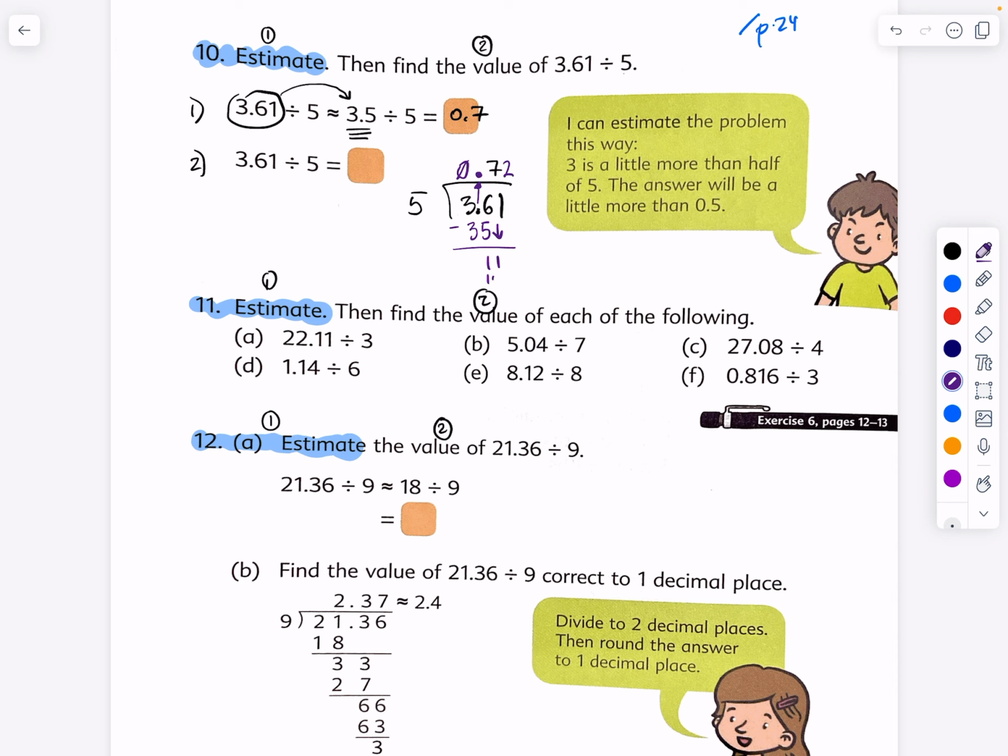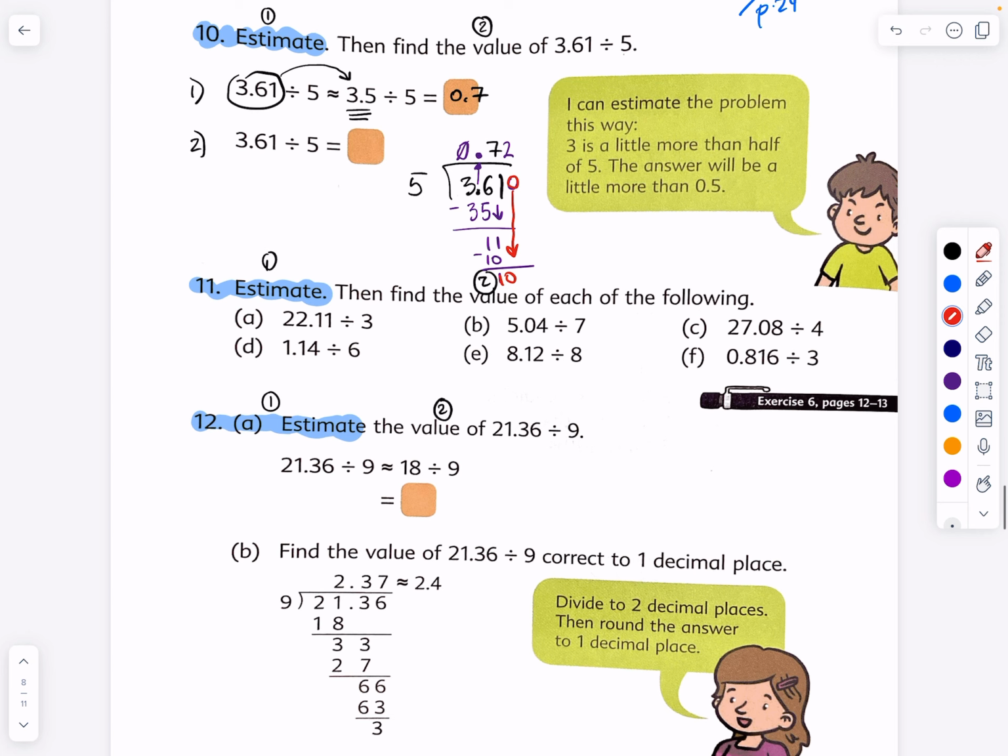Are we done? No, we're not done. We have 1 as a remainder. Let's put a trailing 0. No remainders anymore in 5th grade. We continue dividing. 5 goes into 10 2 times. Yes, 5 times 2 is 10, and the remainder is 0 now. So the answer for this problem is 0.722 or 722 thousandths. Notice how our quotient is very close to our estimate.